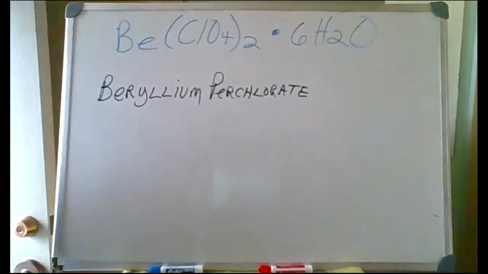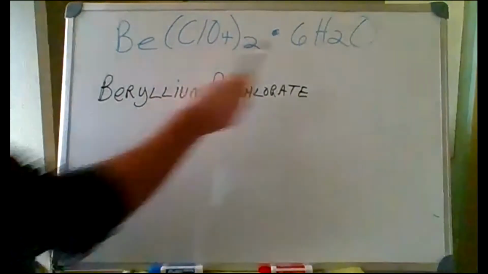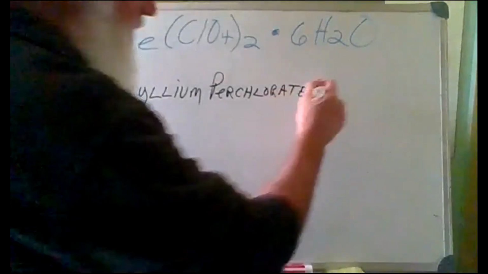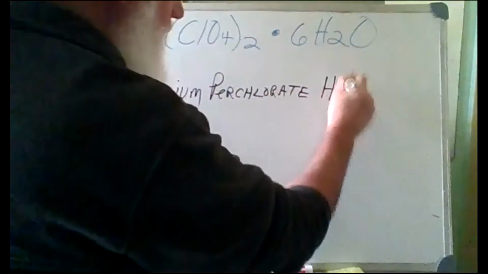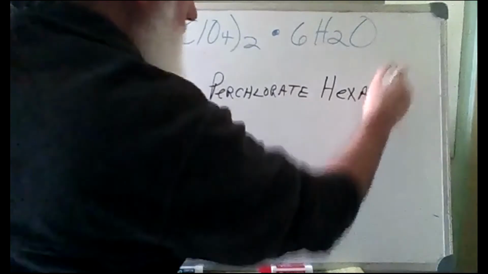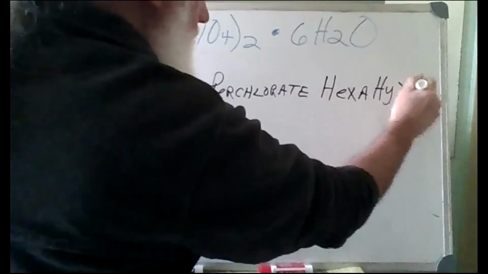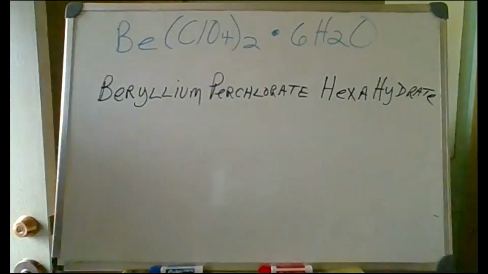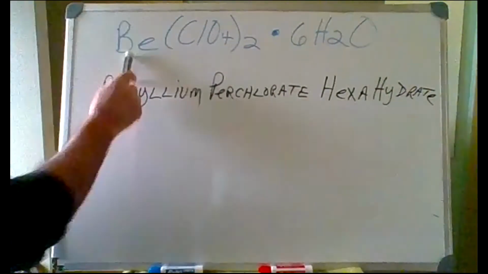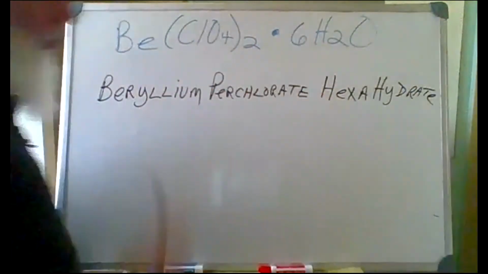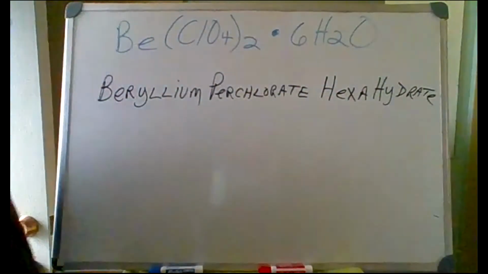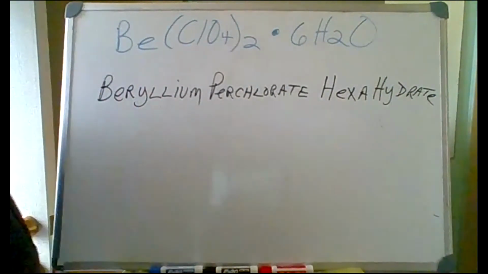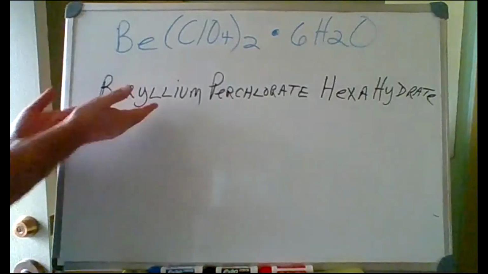All right. And then we have 6 waters. And we should know that 6 is hexa. Hexahydrate. Okay? Simple enough. Just name of cation, name of anion, and then how many waters. Right? How many waters. All right? Any question there?